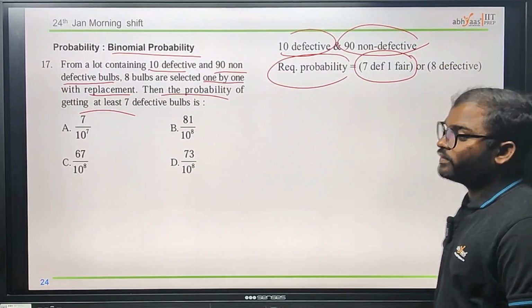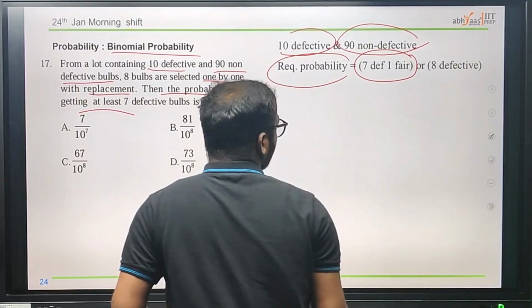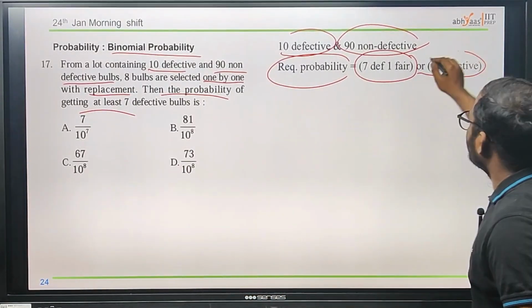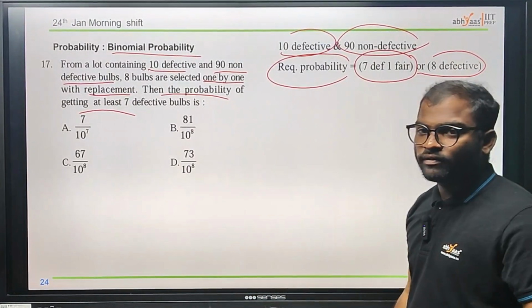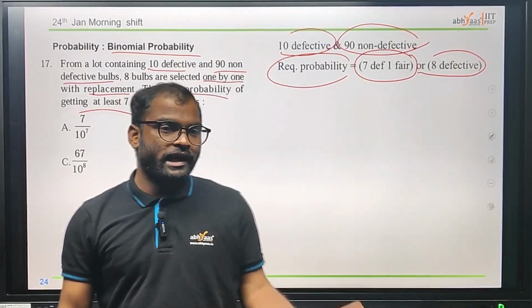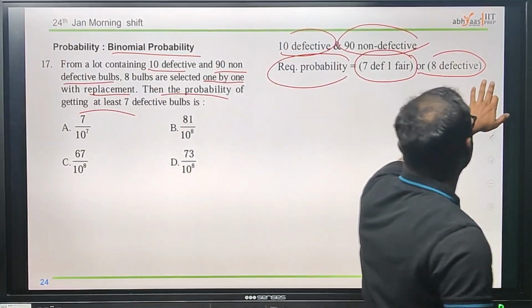The required probability will be for 7 defective and 1 fair. It means that 7 defective, 1 is good, and next, 8 defective. We are finding either 7 defective, 1 fair, or it can also be 8 defective. Therefore we are checking for these two.